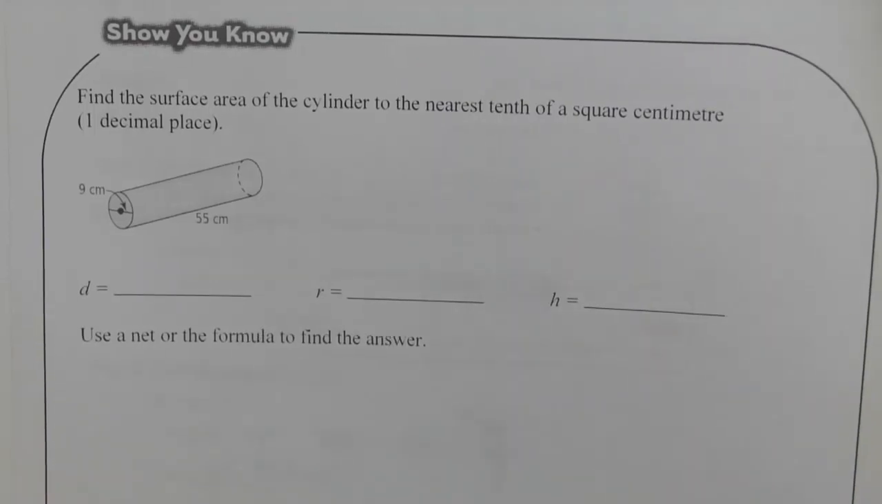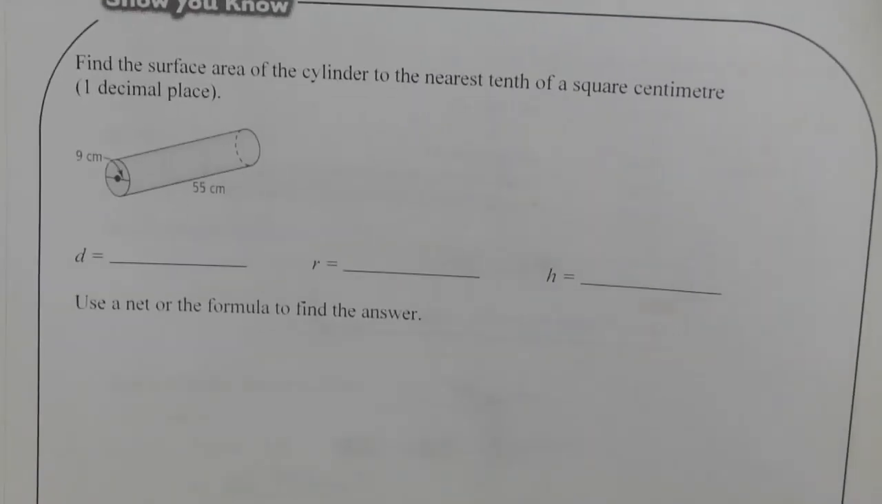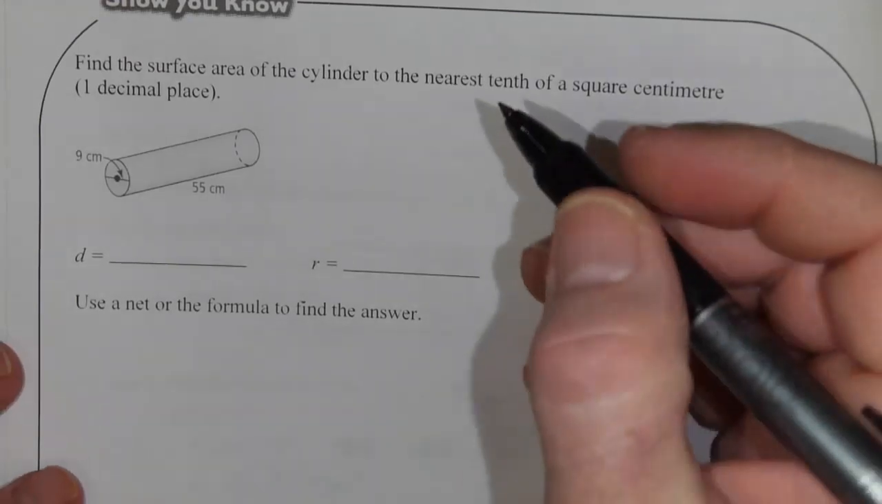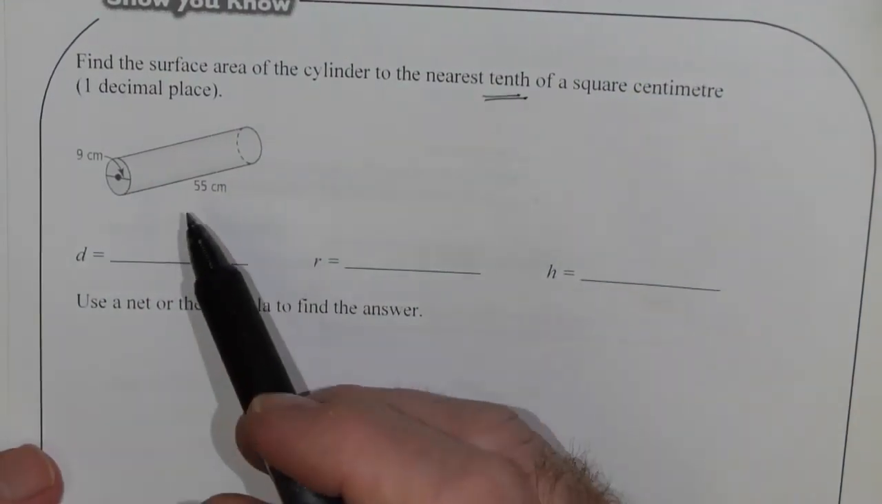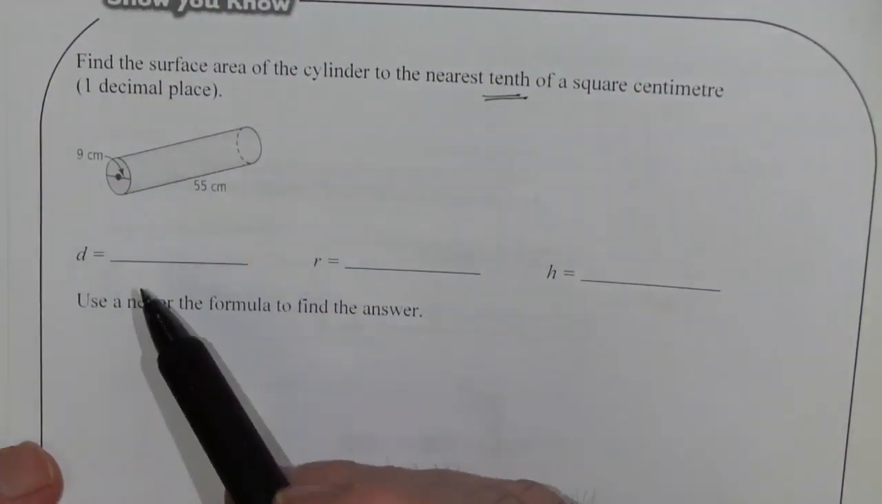Now we have a "show you know." We're being asked to find the surface area of the cylinder to the nearest tenth of a square centimeter. So tenth, that's a reminder. And we've got a tube here of some sort.